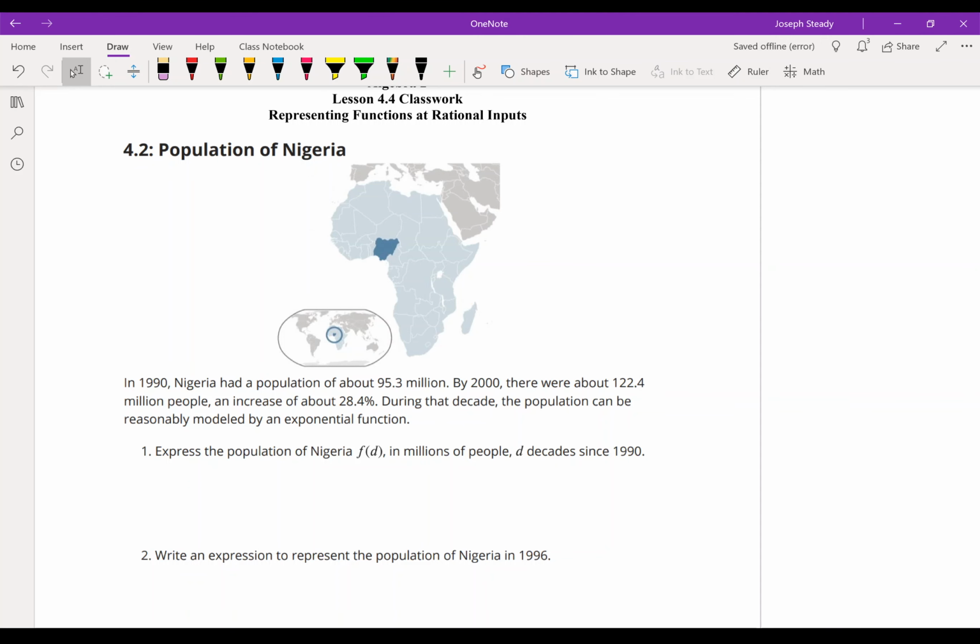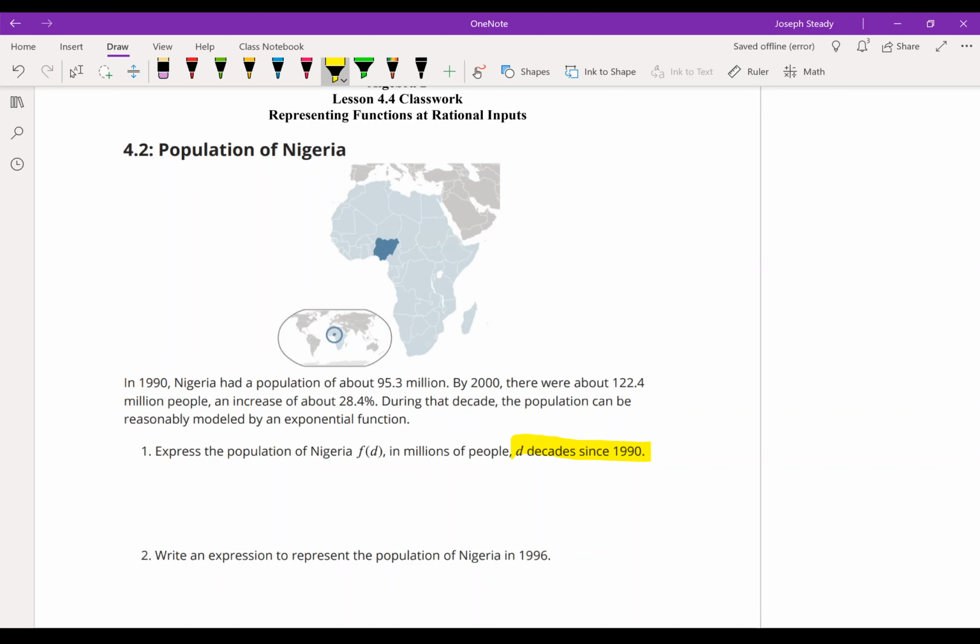In lesson 4.4, we're going to continue looking at exponential function problems where the inputs to those functions don't have to be whole numbers, they can be fractions and decimals. Specifically in problem 4.2, we are looking at population, where we're going to do something a little bit differently than what we usually do, which is we are going to model our equation with the input being how many decades it has been instead of how many years it has been.